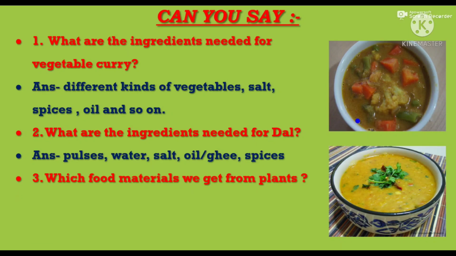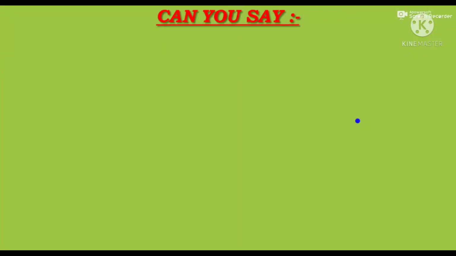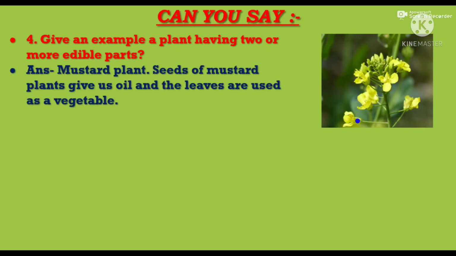Next one, which food materials we get from plants? Plants are the sources of food ingredients like grains, cereals, vegetables, and fruits. Next is, give an example, a plant having two or more edible parts. We can give example of mustard plant. Seeds of mustard plant give us oil, and the leaves are used as vegetable. So mustard is a plant having two edible parts. First one is seed, which gives us oil, and the next one is leaf, which can be used as a vegetable.